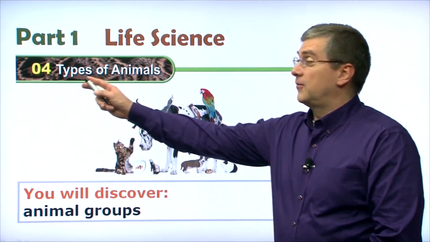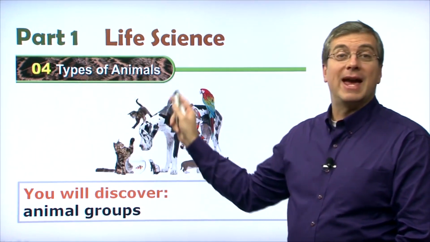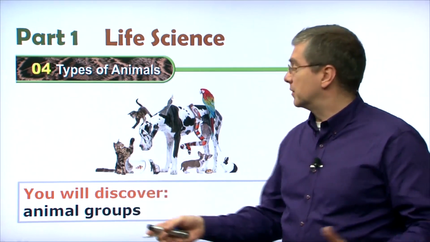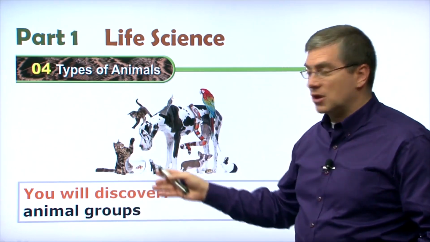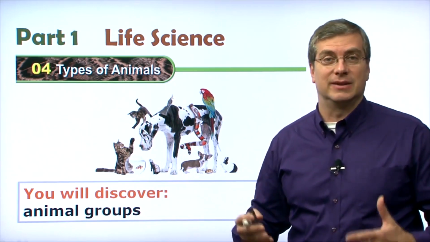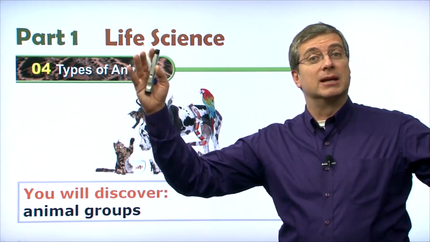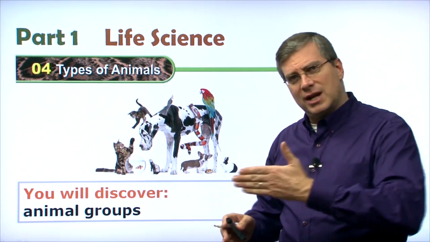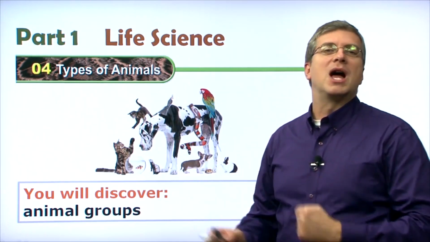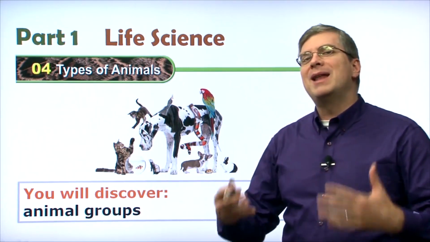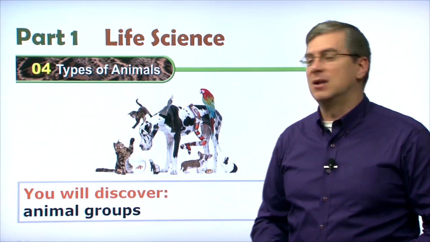We're going over Lesson 4 today, Types of Animals. Many different types of animals. As you can see in this picture, there are lots of different types or kinds of animals. Some animals are big, some animals are small. Some animals move in a strange way, right? Some animals run, some animals walk, some animals crawl. So there are many different types of animals.